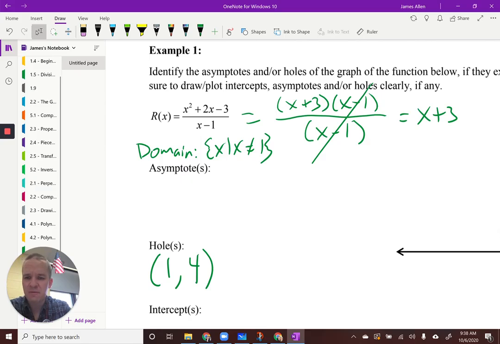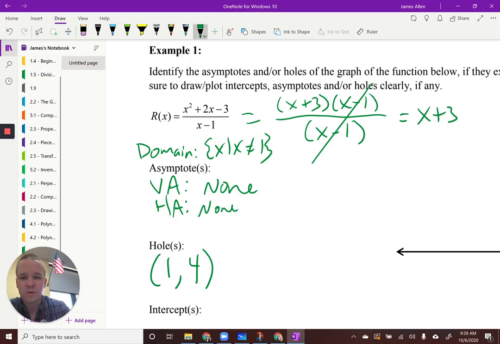Do I have a vertical asymptote? None. There's nothing left in the denominator there, right? I already know it's not a horizontal asymptote. We already said that because it's large over small. And then what about an oblique asymptote? Well, it reduces to a linear equation, right? It reduces down to a linear, so there's actually no oblique either.